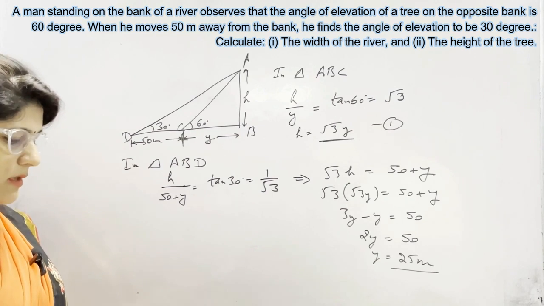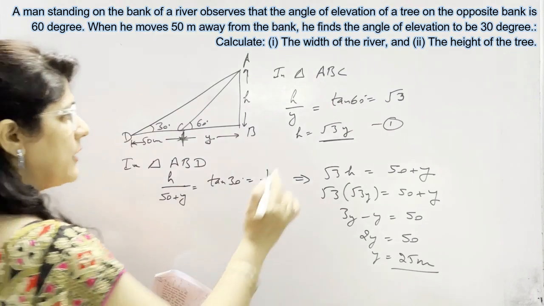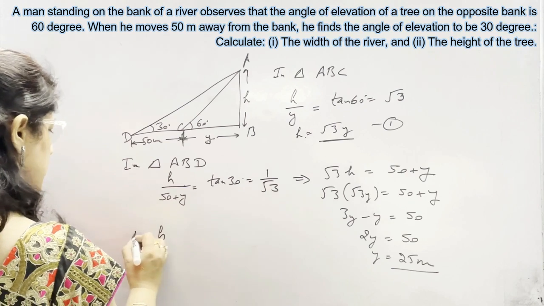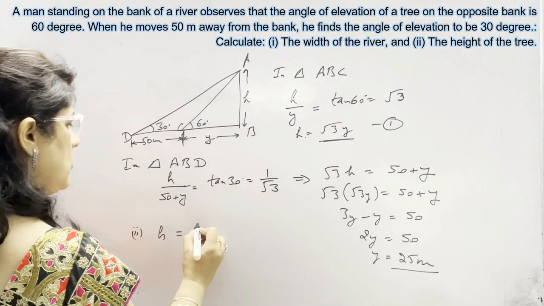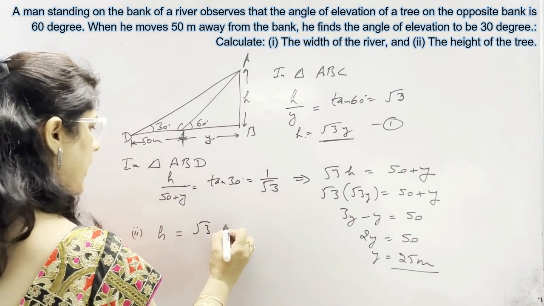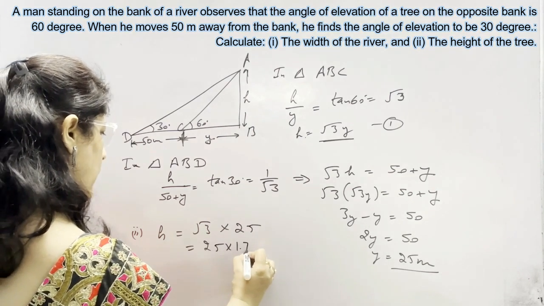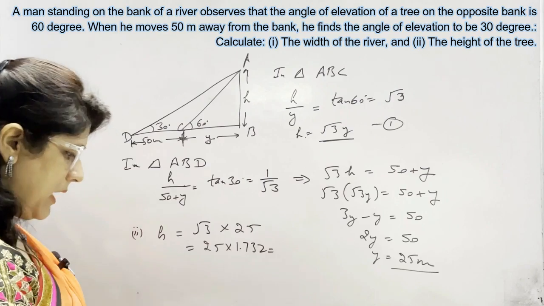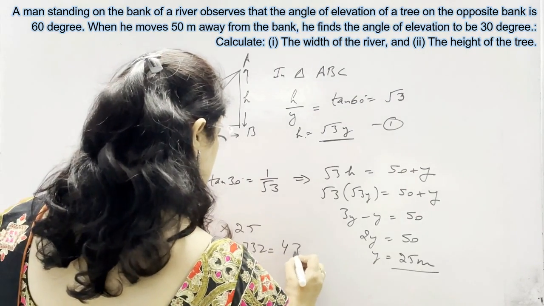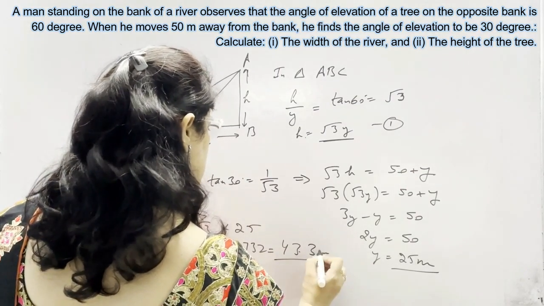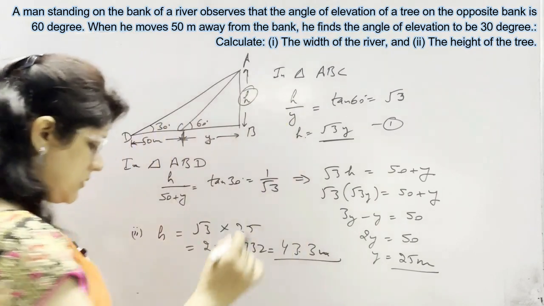That is the first part. Second, the height of the tree. h is equal to root 3 y, so 25 multiplied by 1.732, and its value is 43.3 meter. That is the height of the tree.